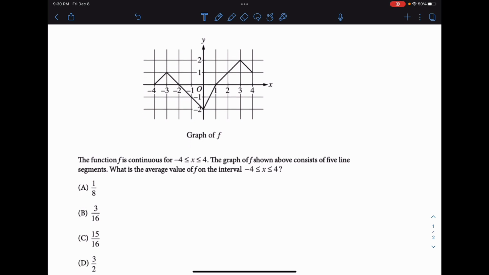So the function f is continuous on the range of x equals -4 to x equals 4 inclusive, and the graph of f shown above has 5 line segments. So we need to find the average value of f on the interval where x equals -4 to x equals +4. So basically what this wants is the average value of f on this graph. So what is the average value?